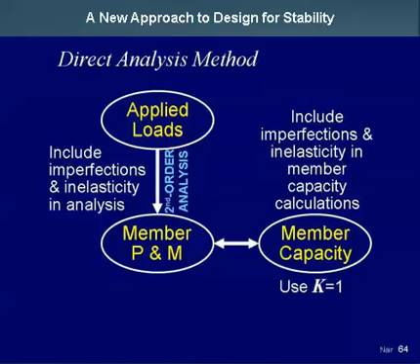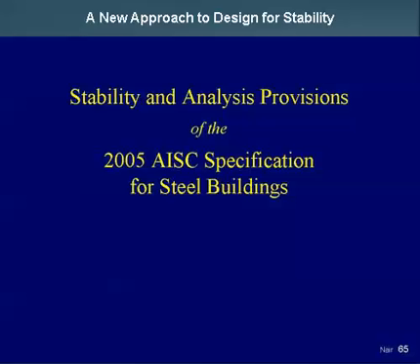And this is how we do it. This direct analysis method: you do a second-order analysis and include imperfections and inelasticity in that analysis. And once you do that, you can use K equals 1 in the member capacity check. And of course, where it says include imperfections and inelasticity in the member capacity calculation, that might sound complicated, but no. All that means is use the usual column strength equation. That's all. And you're covered. This is the direct analysis method, and that's the basis of the new specification.